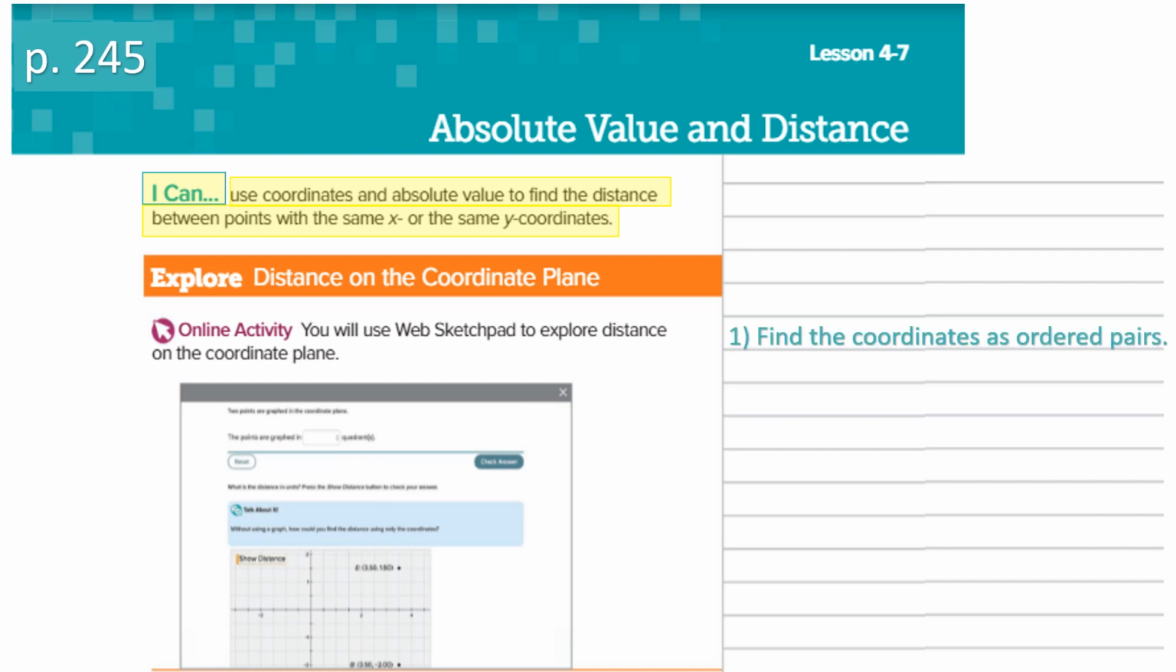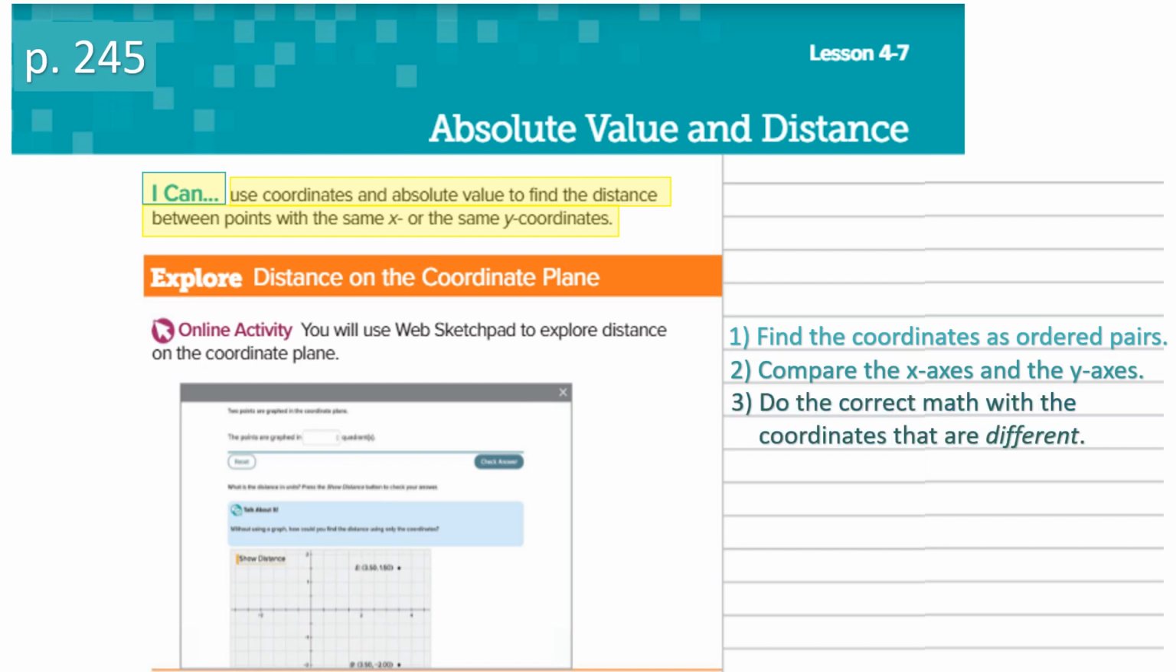So when we start doing this, we first have to find the coordinates as an ordered pair. So when I find a point and I figured out what the ordered pair are, then I want to compare the x-axes. Once again, axes, A-X-E-S is plural for axis. So we should have two ordered pairs, and we can compare the two x coordinates and then the y-axis, comparing the two y coordinates. Then we're going to do the correct math with the coordinates that are different.